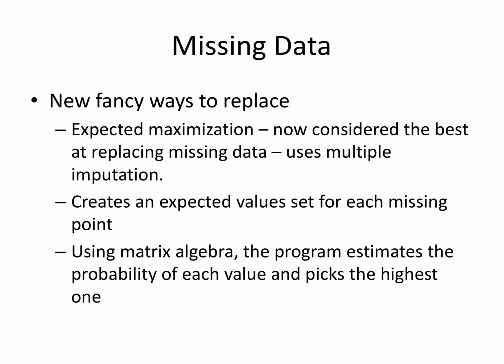Some newer ways to replace data is expectation maximization. And that's a multiple imputation procedure. And so if you're using R, we're going to use mice, which is multiple imputation. And what it does is it sort of guesses a whole bunch of times what the data point might be based on the row and the column, and then picks the most likely one. So it maximizes by picking the most probable answer.